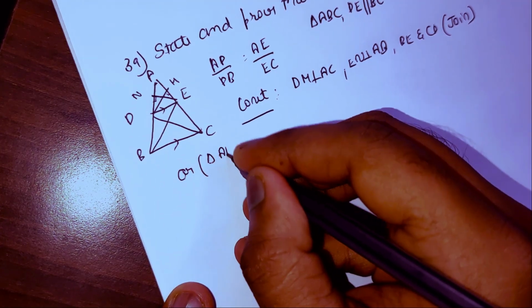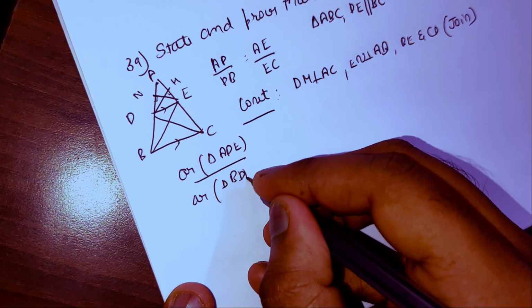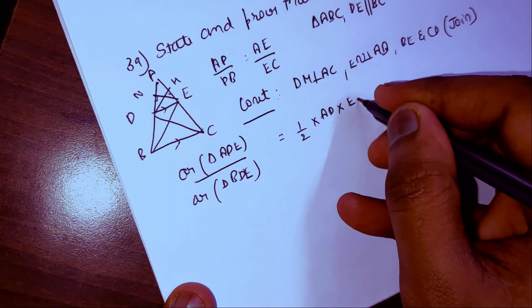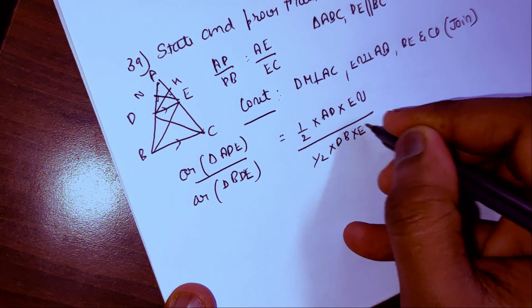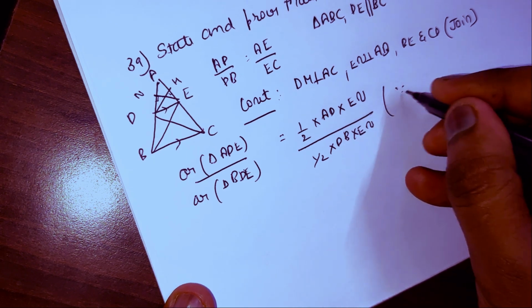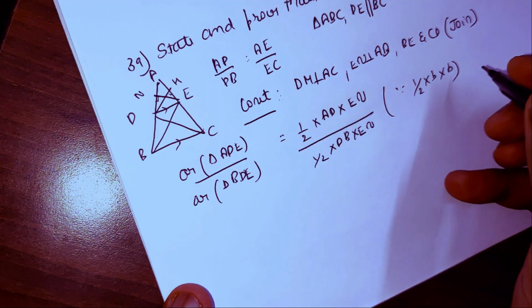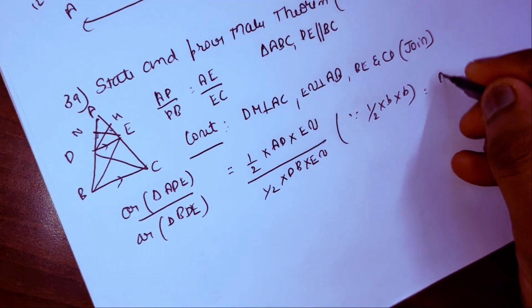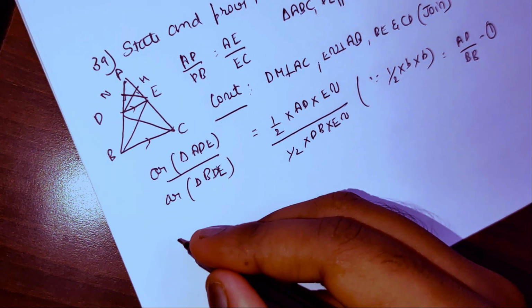Area of triangle ADE by area of triangle BDE is equal to half into AD into EN by half into DB into EN. This is by the formula area of triangle equals half into base into height. When we cancel out, we will get that is equal to AD by DB. Consider this as the first equation.